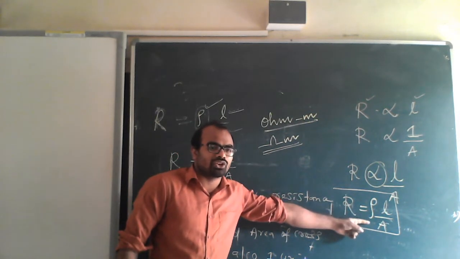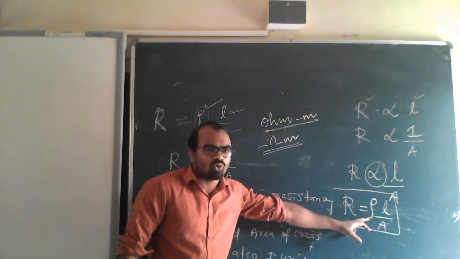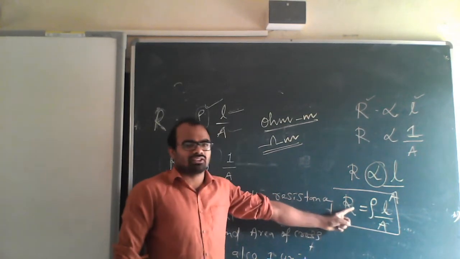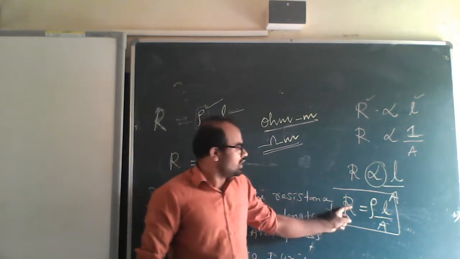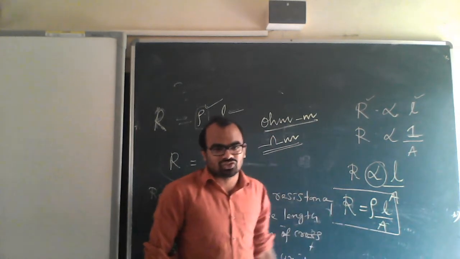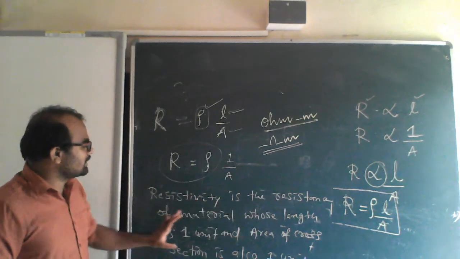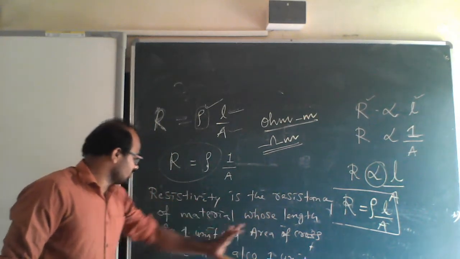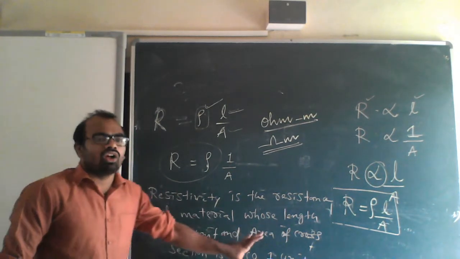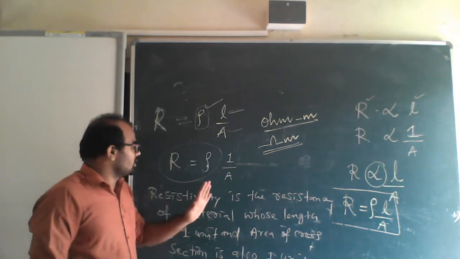What is its SI unit? Ohm meter. So define resistivity. Resistivity is nothing but the resistance of the material having unit length and unit area of cross section. Or you can say, resistivity is the resistance of a material whose length is 1 unit and area of cross section is also 1 unit. This is called resistivity.